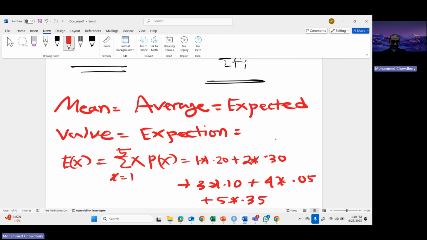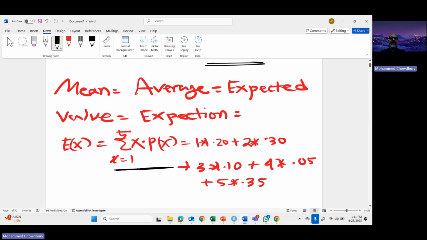X times p of x. So let me come here. This is the definition of a mathematical expectation. Clear, right? X equal to 1 times probability 0.20. X equal to 2 times probability 0.30. X equal to 3 times probability 0.10. Plus x equal to 4 times probability 0.05. Plus 5 times probability 0.35. Are you understanding these things?